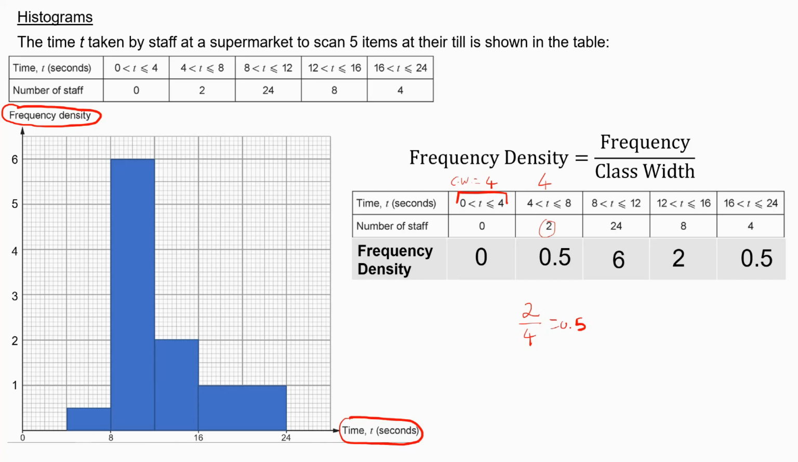One thing to note is that the total frequency is essentially the area under the histogram. The total area under the histogram will give you the total frequency.